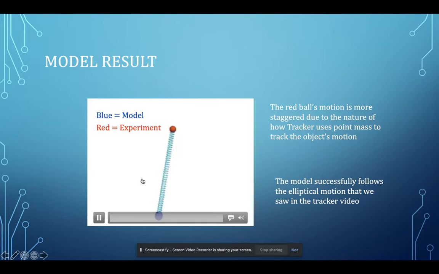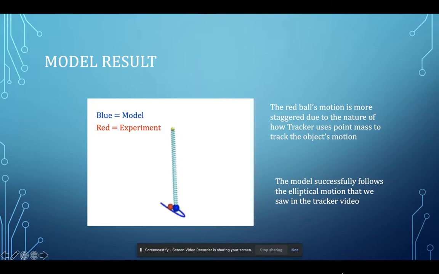So here's our model result. As you can see, the red ball is the experiment and the blue is the model. The red ball's motion is a bit more staggered. That's due to the nature of how tracker uses a point mass to track the object's motion. And the model successfully follows the elliptical motion that we saw in the tracker video.